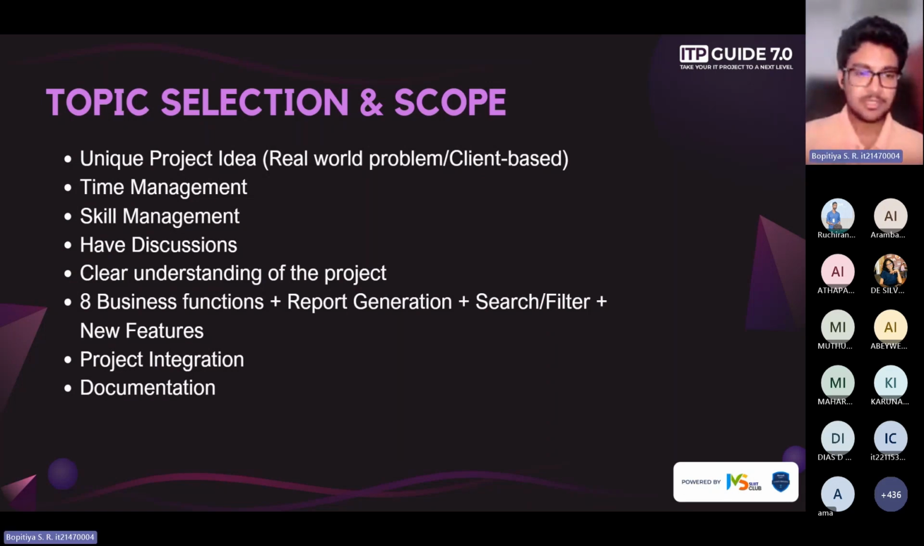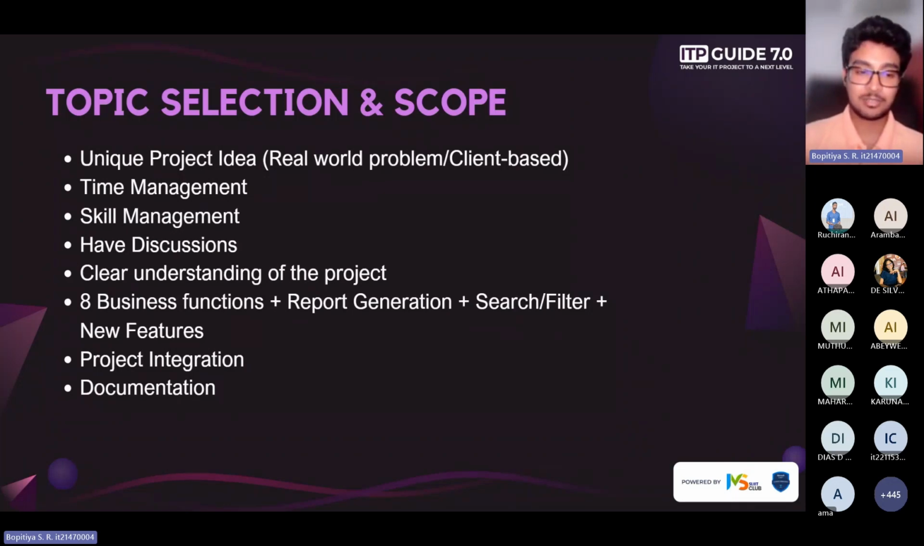And this, I think you already know. The project should have 8 business functions. So in technical aspects, that means you need to have 8 CRUDs, right? Create, read, update, and delete. And in addition to that, you need to have report generation per team member and a search filter feature. So these are the mandatory requirements. In addition to that, if you have time, you can start implementing new features. Right? So yeah, I think you already know that.